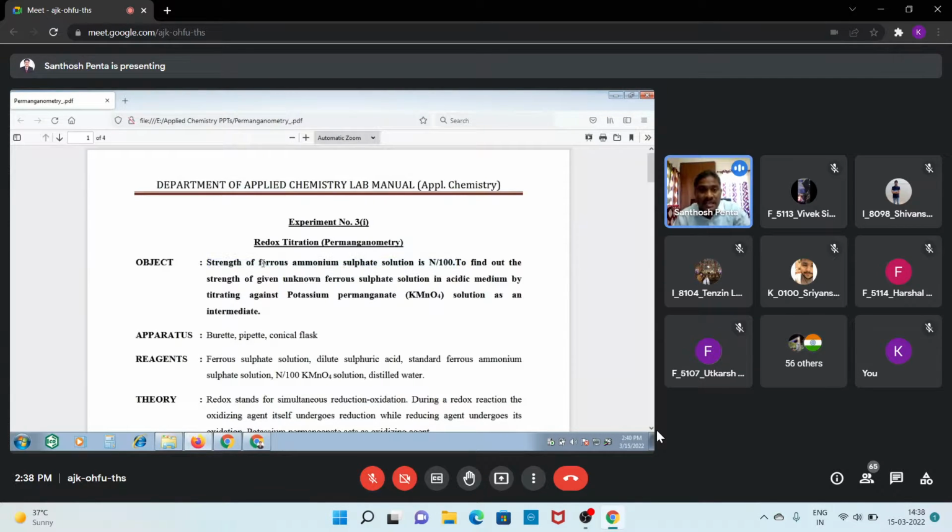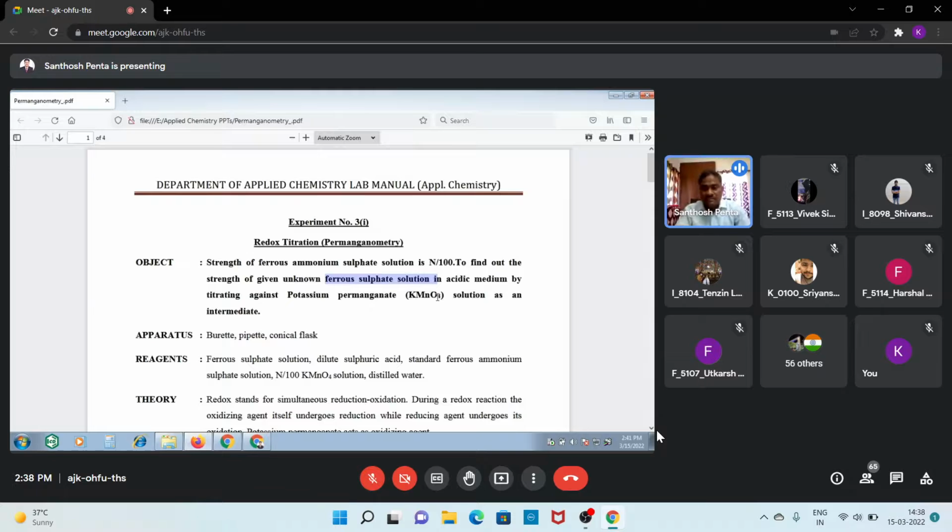That means the ferrous ammonium sulfate solution normality was given, that is N by 100, which means 0.01 N. This is the standard solution. With the help of this standard solution, we have to determine the strength of the unknown ferrous sulfate solution. This is our aim, our object. The ferrous sulfate is the hydrated ferrous sulfate solution, that means FeSO4.7H2O, in acidic medium.